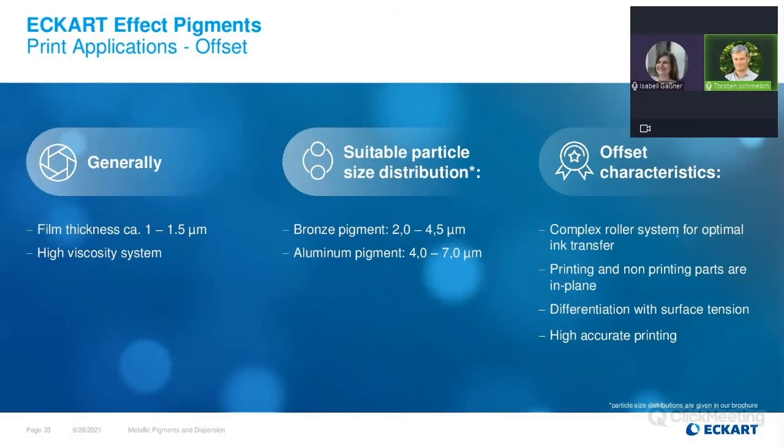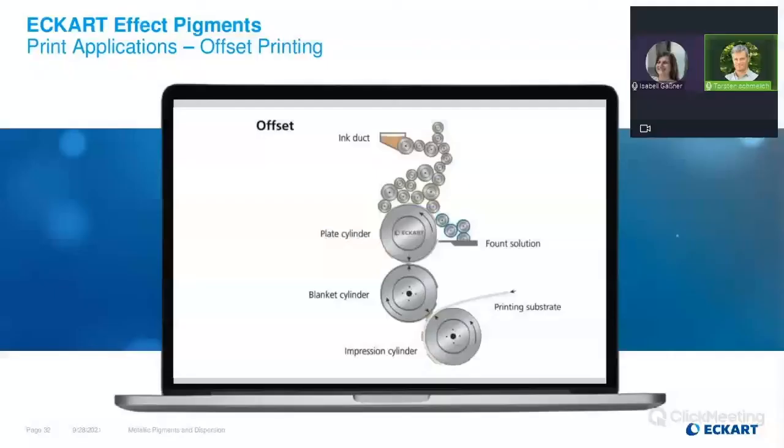I would like to go back once again. Offset inks are highly viscous and hydrophobic. This is the main characteristic that is different to all other inks being discussed before. They are accepted on the printing plate, which has a coating that accepts hydrophobic compounds and which is fixed to the impression cylinder.